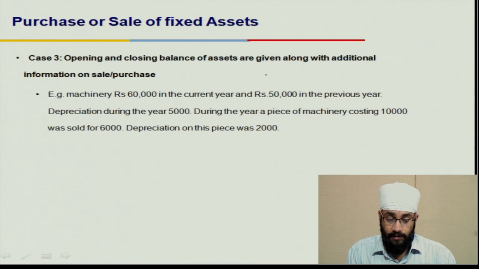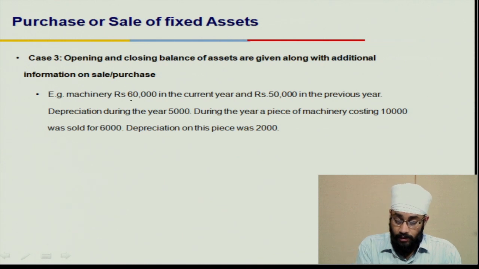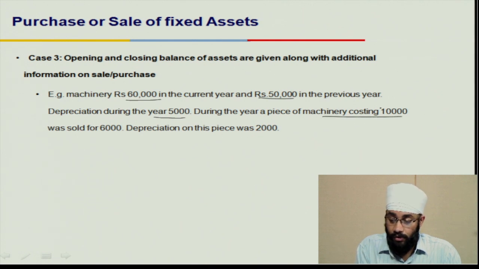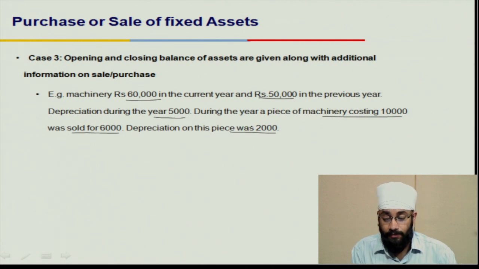Let's have a look at the third case in which the information on sale or purchase can be given to you. You have the same information on opening and closing balances and the depreciation, and an additional piece of information which is given to you is the machinery costing 10,000 is sold for 6,000. Depreciation on this piece was 2,000. Now let us see how we record this in the machinery account.